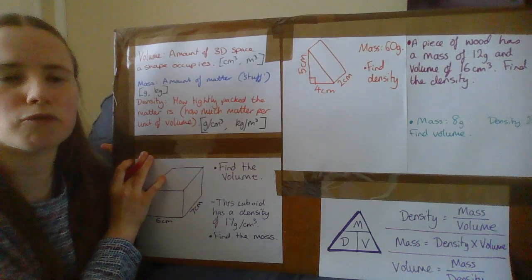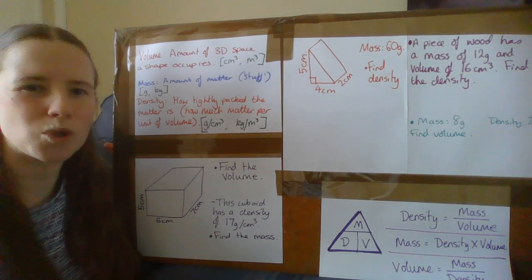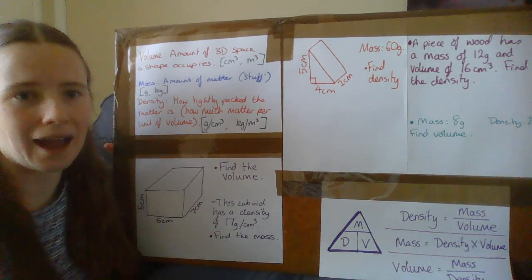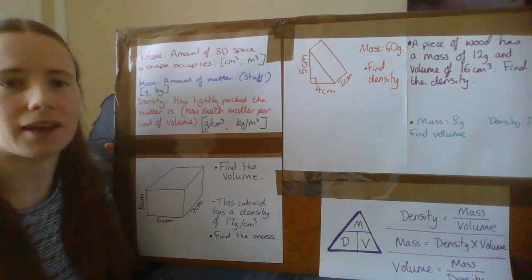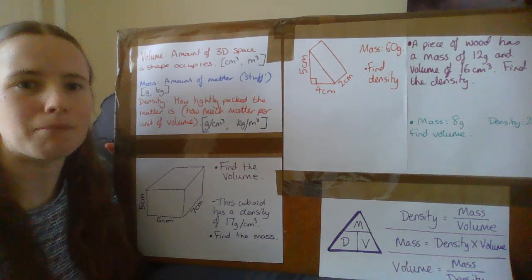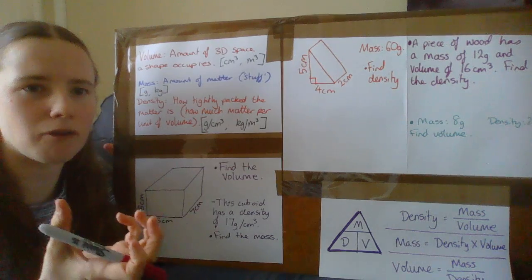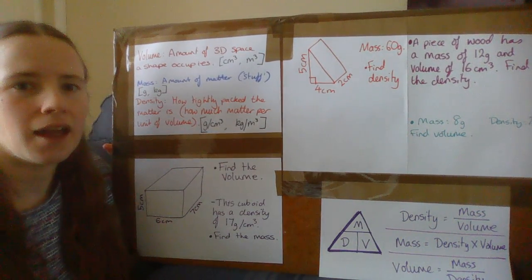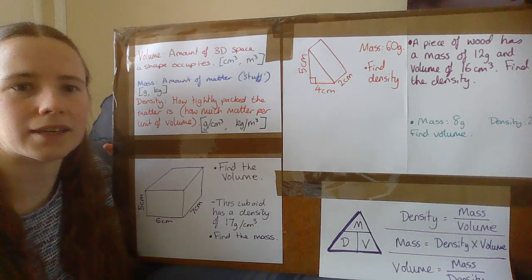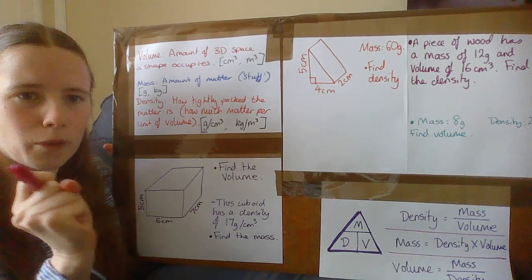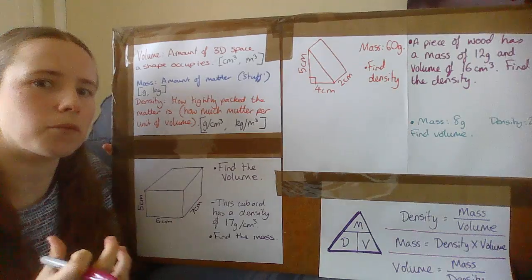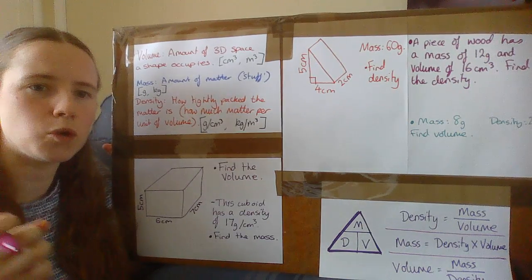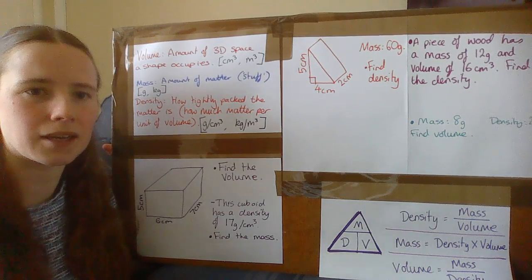The mass refers to the amount of matter or stuff that a shape has. We measure that in grams or kilograms, and that is the mass. So you think of it as how much stuff that shape has contained in it. Density is a measure of how tightly packed that matter or that stuff is. In other words, how much matter you can get into a particular volume.